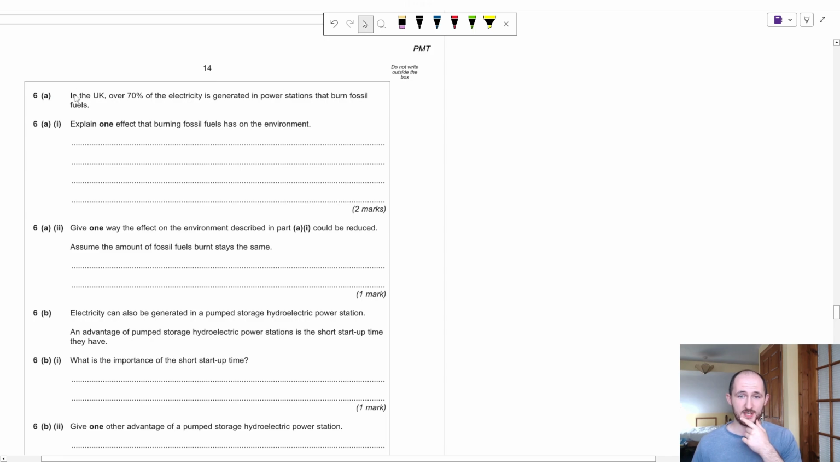Yeah, this has reduced a ton since I did GCSEs. This is back in 2013. Anyways, explain one effect that has on the environment.